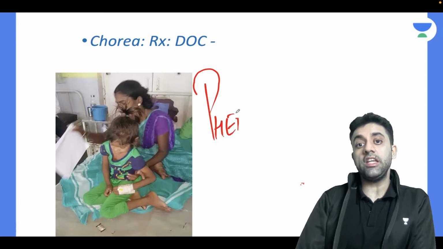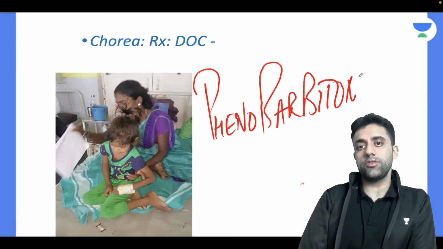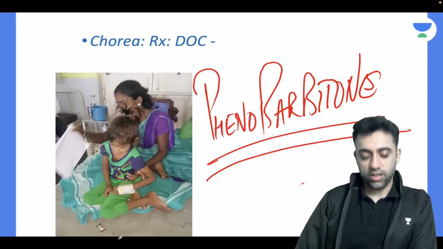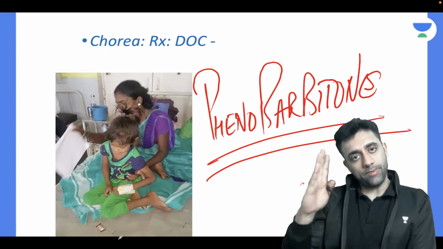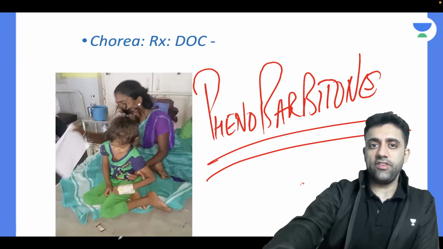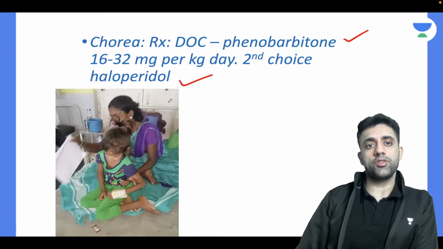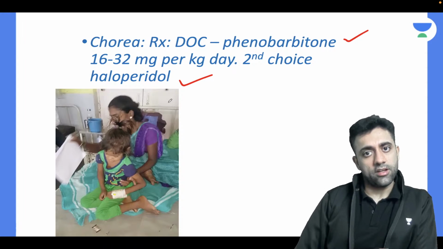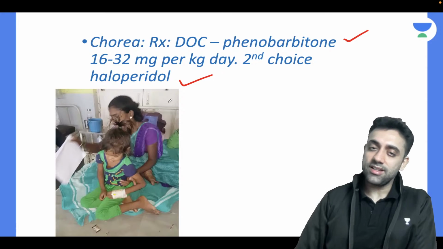is nothing but phenobarbital. Phenobarbital is the drug of choice in a case of chorea. Number one, treatment of rheumatic fever will be penicillin, but chorea drug of choice will be phenobarbital. Second drug of choice will be haloperidol. So first drug of choice is phenobarbital, and second drug of choice is haloperidol.